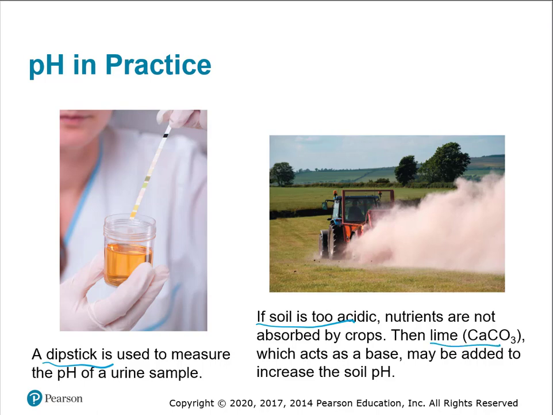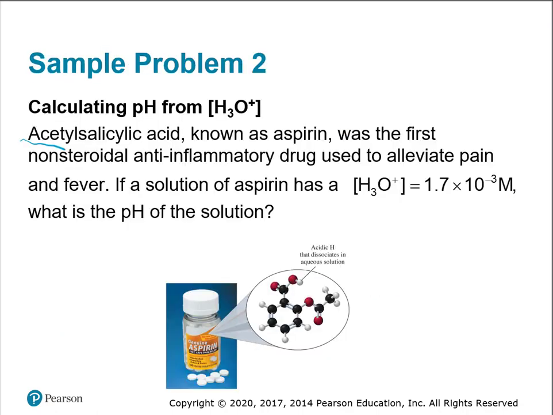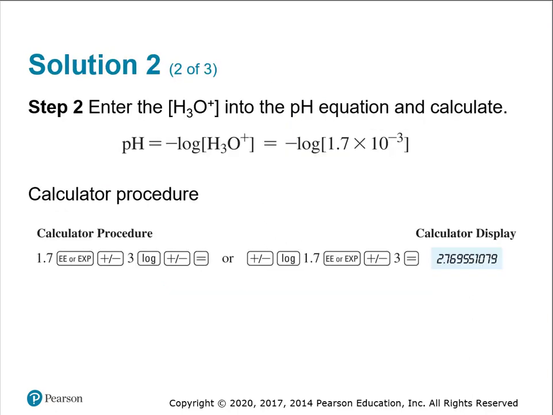Then lime, or calcium carbonate, which acts as a base, might be added to the soil to increase the pH. Here's a sample problem. Acetylsalicylic acid, which is aspirin, was the first non-steroidal anti-inflammatory drug used to alleviate pain and fever. If the solution of aspirin has a hydronium ion concentration of 1.7 times 10 to the negative 3 molarity, what is the pH of the solution?